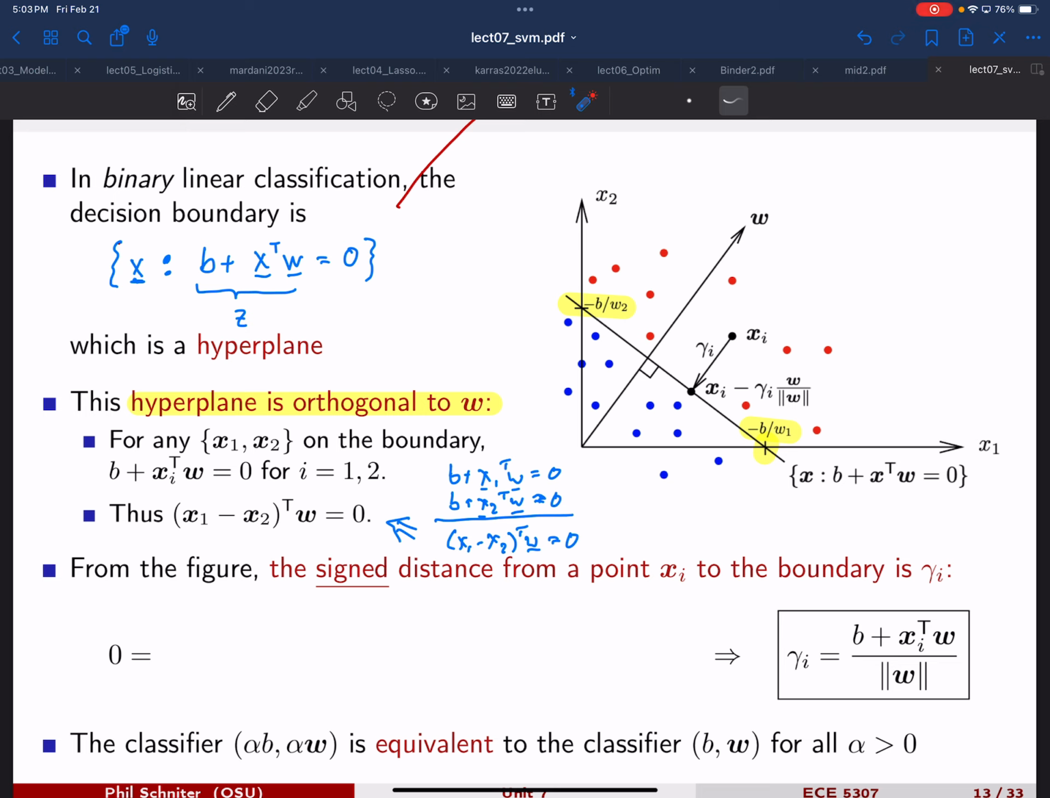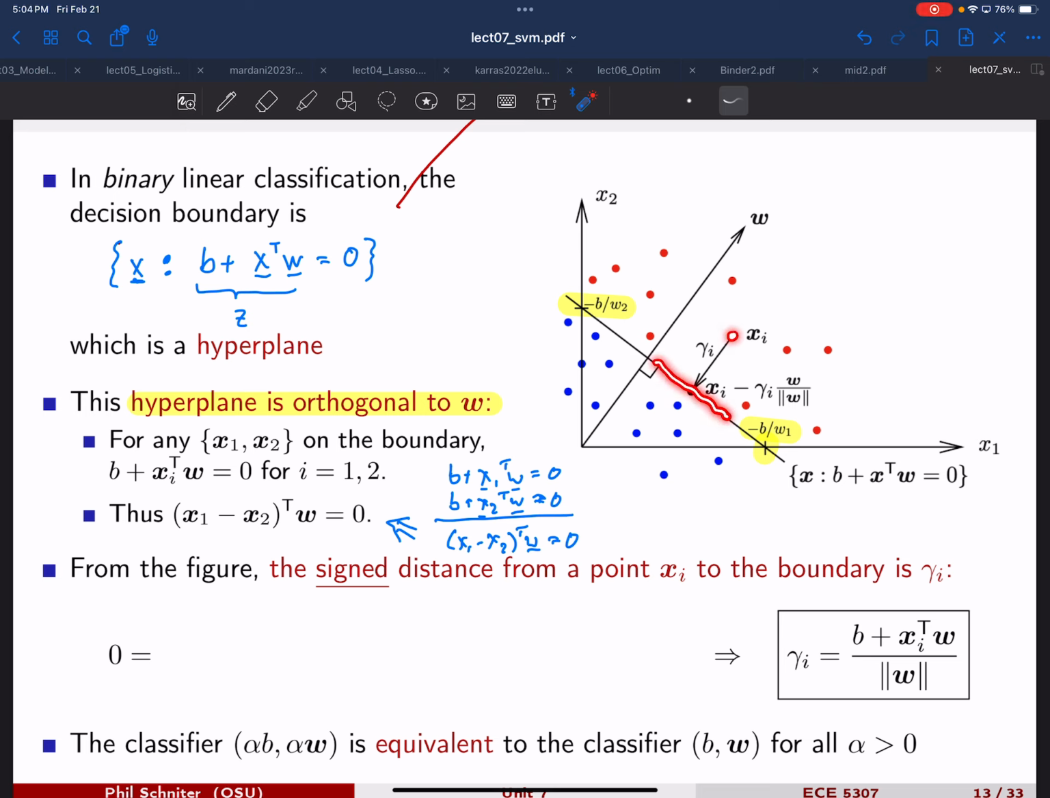And we're going to compute what's called a signed distance. Usually distance is just a positive number, right? But we can think of distance as being positive or negative depending on which side of the boundary we're on. If we're on one side of the boundary, we could say the distance is positive, and for a point on the other side, we could define the distance as negative. So the way we can do all this is, let's say I have a point xi here, and I want to know the distance from the boundary, and I'm going to call that distance gamma i.